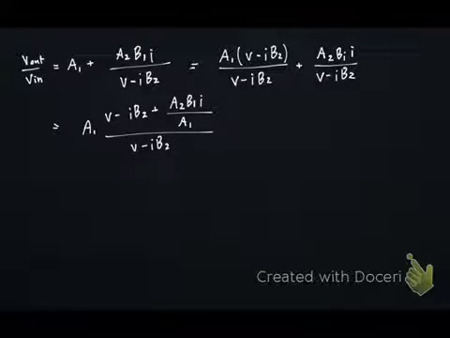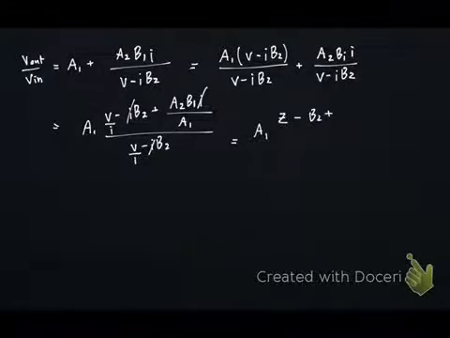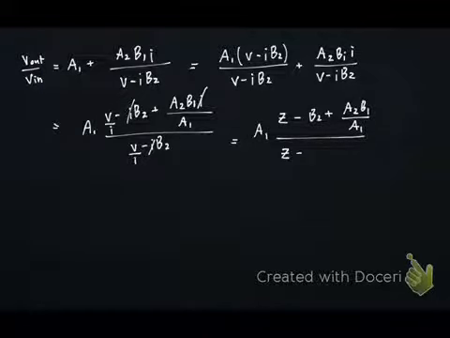extra element has a certain impedance associated with it. So if we divide everything by the current, and this is the current through the extra element, then that I cancels, that I cancels, that I cancels, and we have V over I and V over I. So we can rewrite this like A1 times Z, which is our extra element's impedance, minus B2 plus A2 B1 over A1 divided by Z minus B2.